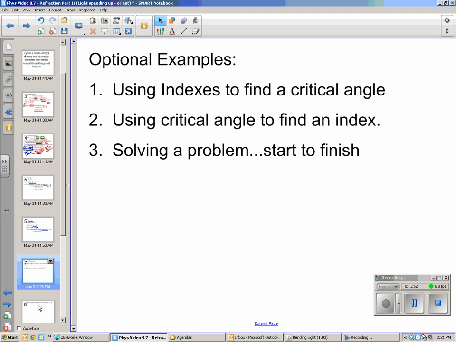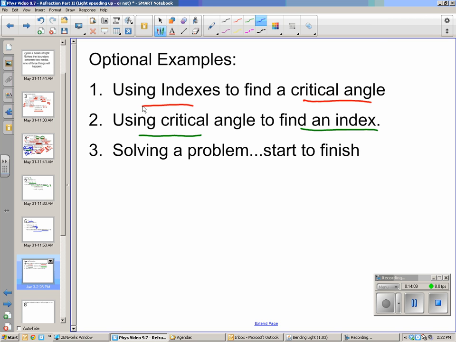We're going to do three examples. In example number one, I'm going to use the indexes of refraction to find a critical angle. In example two, I'm going to use a critical angle to find an index of refraction.